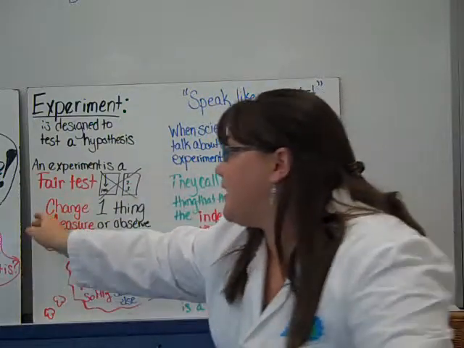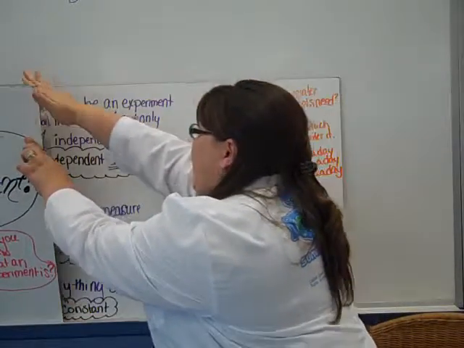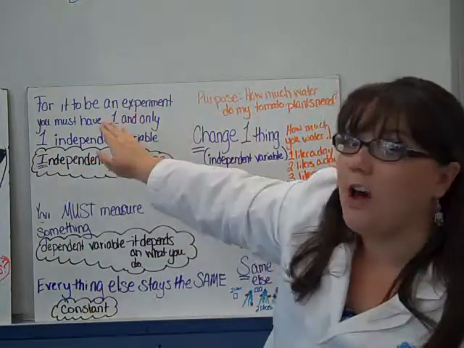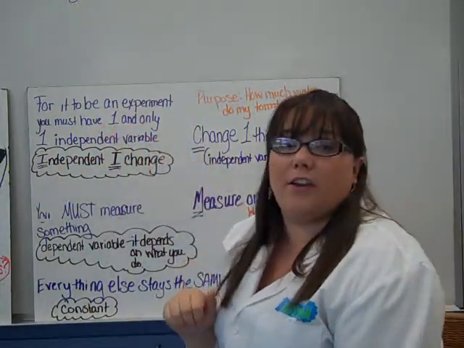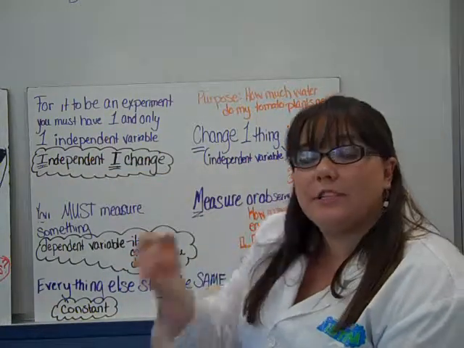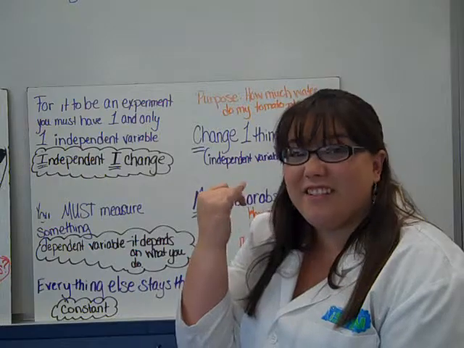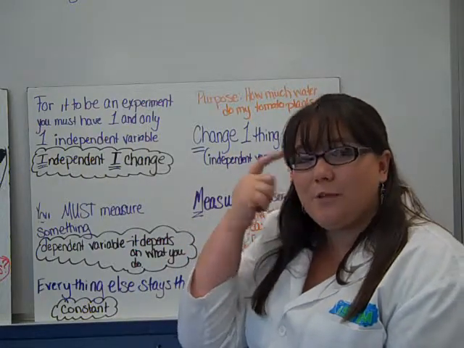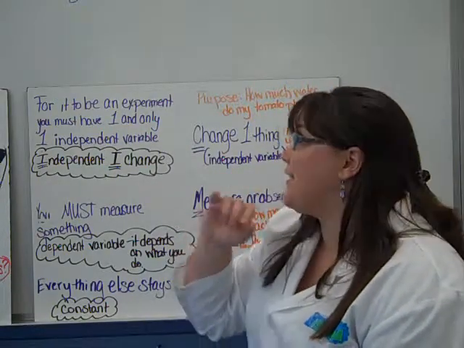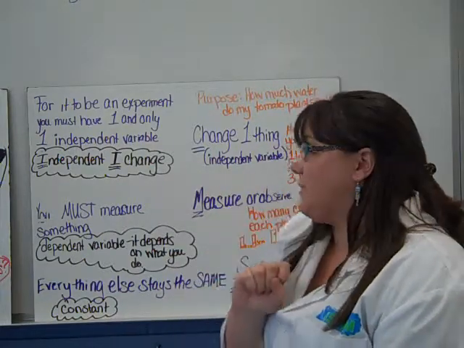All right, let's see if I can flip these boards now. Well, I might get it this time. Ta-da! Got it. For it to be an experiment, you must have one and only one independent variable. One way to help remember that is I change. Your independent variable is what you as the experimenter change. Independent, I change. It's okay to look silly. When we move our bodies like that, it helps our brain make deeper connections. So for an experiment to be correct, it needs to have only one independent variable. I change one thing in my experiment.